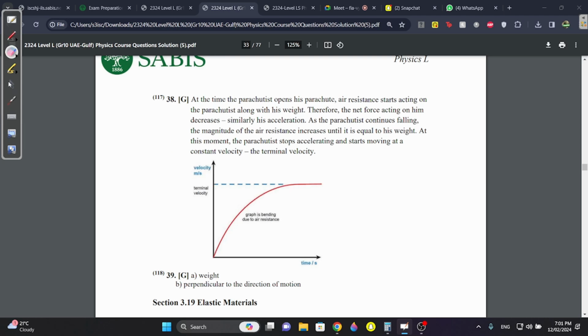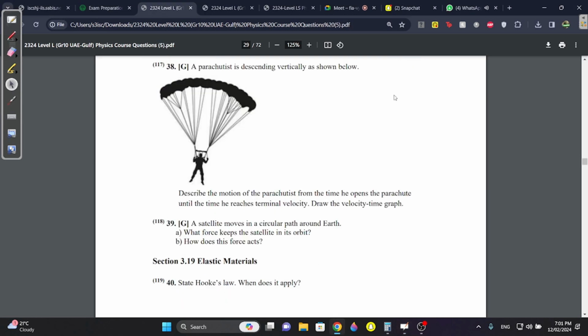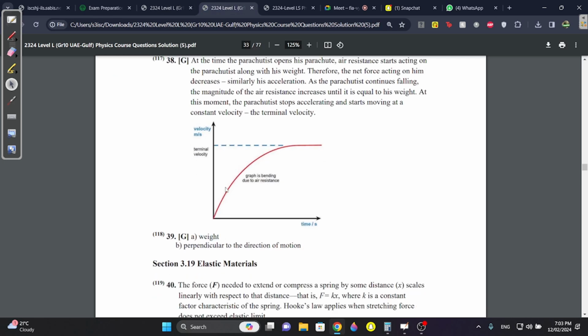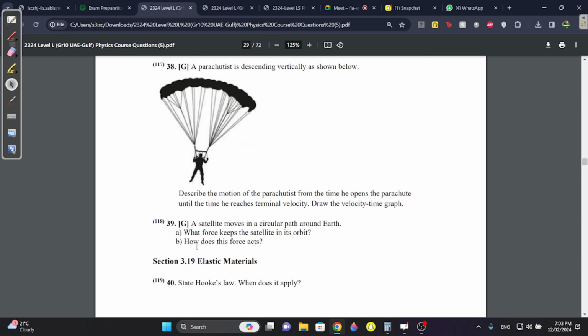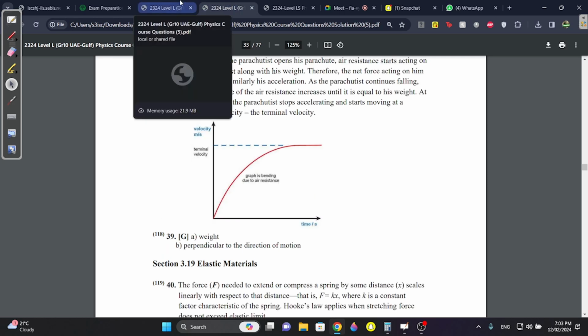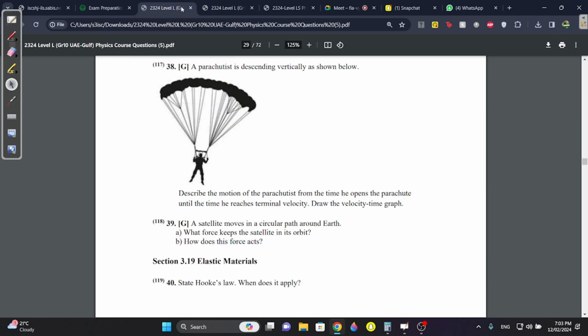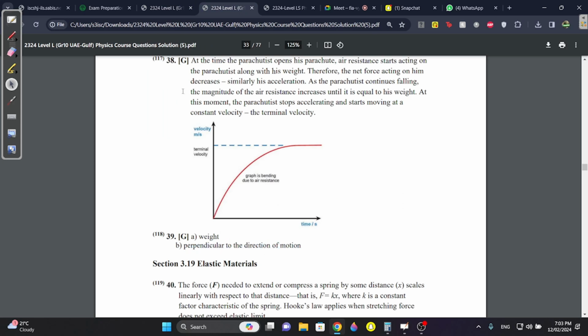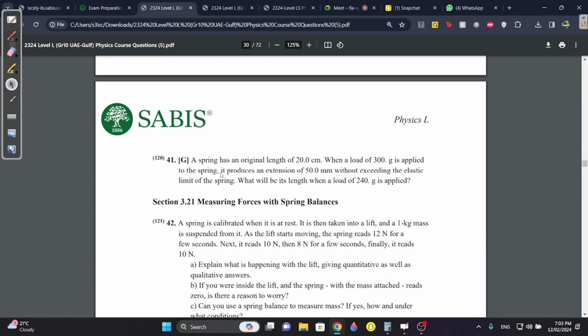Okay, question 39. A satellite moves in a circular path around Earth. What force keeps the satellite in its orbit? Obviously, it's gonna be weight, right? Because that's gonna be pulling it towards Earth. That's the force that pulls, and obviously the weight force will always be perpendicular. I think everybody knows this by now.